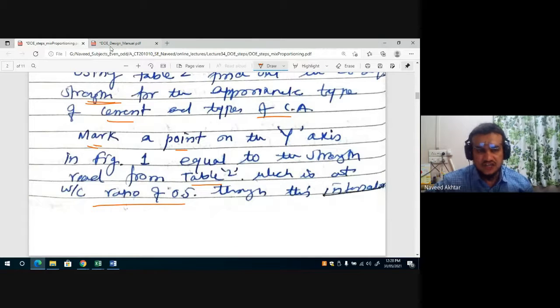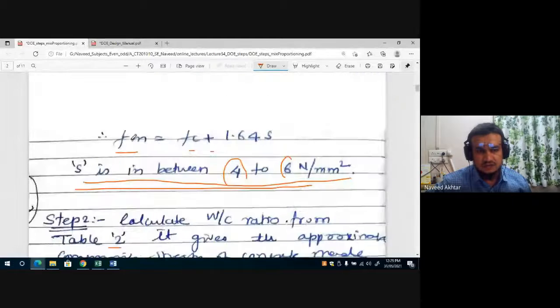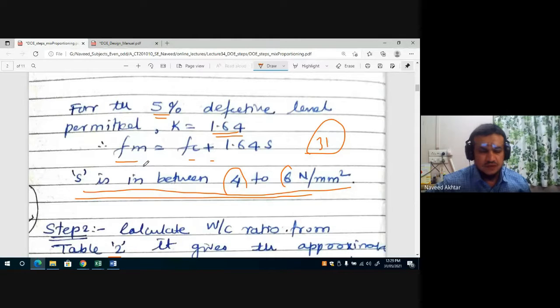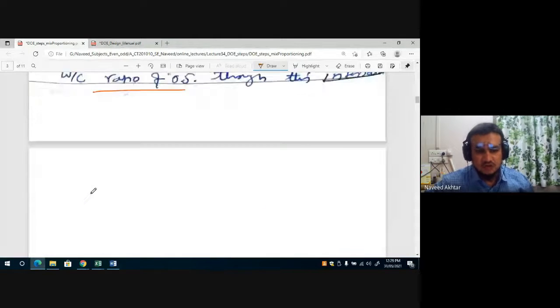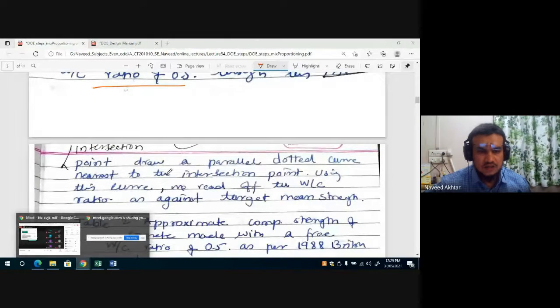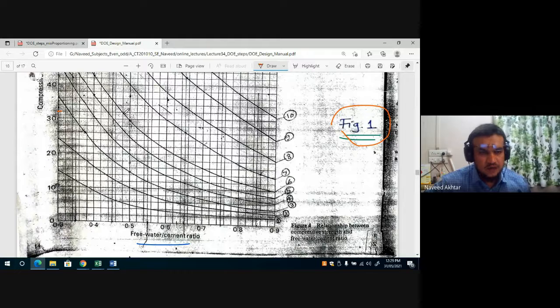For example, if your target mean strength is 31 point something or 32 Newton per mm square, if it is coming something like 31 or 32 Newton per mm square, this strength you have to mark on your figure number 1. You read here, this is the 32 strength. And for the water to cement ratio of 0.5.